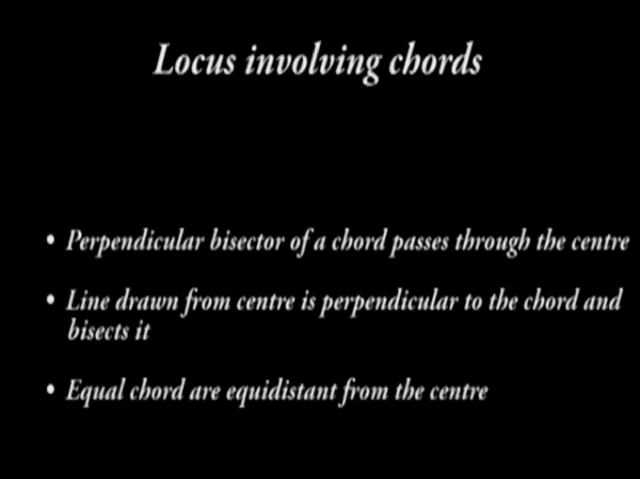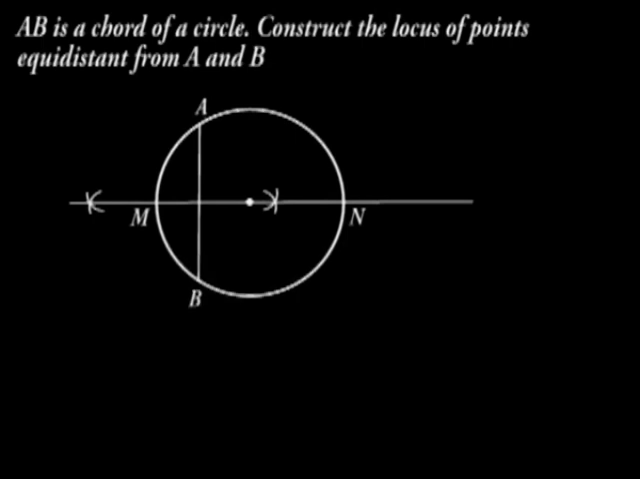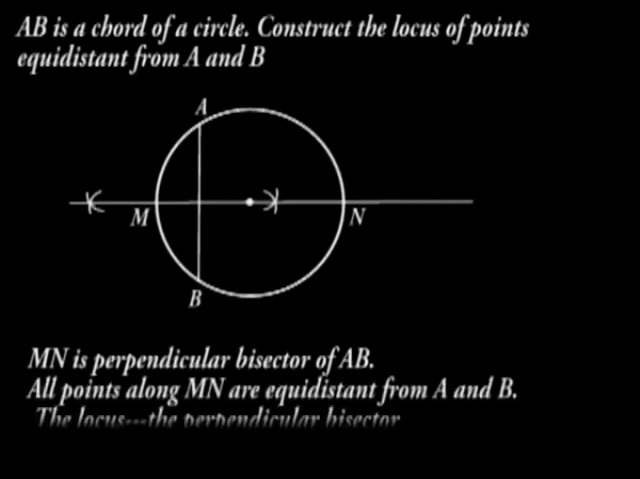An example: AB is a chord of a circle. Construct the locus of a point equidistant from A and B. As a sketch, we have the figure below. MN is a perpendicular bisector of AB. All points along MN are equidistant from A and B. The locus is thus the perpendicular bisector.